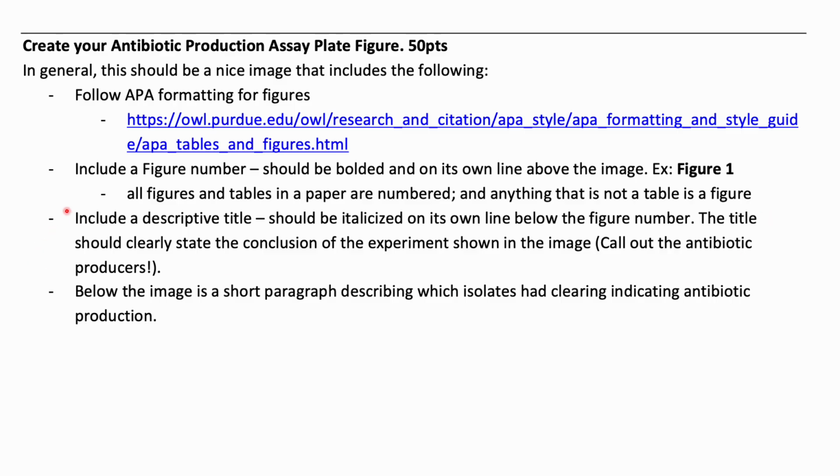Your title should be descriptive and it should be italicized on its own line below the figure number. It should clearly state the conclusion shown in the image. Call out which antibiotic producers there are. And then below the image, there should be a short paragraph describing which isolates had clearing, indicating antibiotic production, so that your viewer can read that.